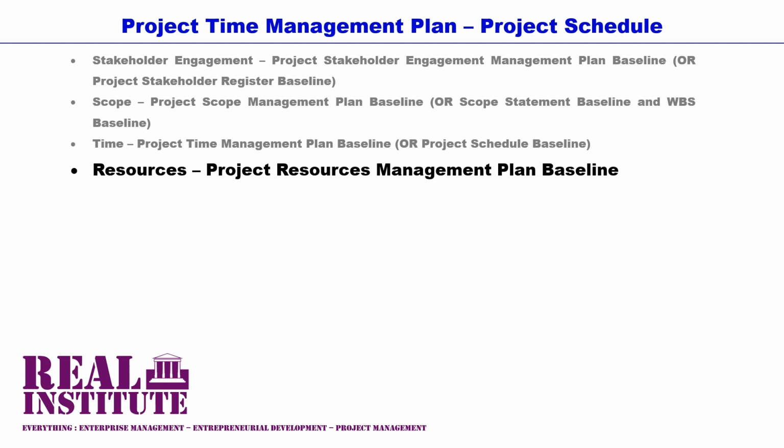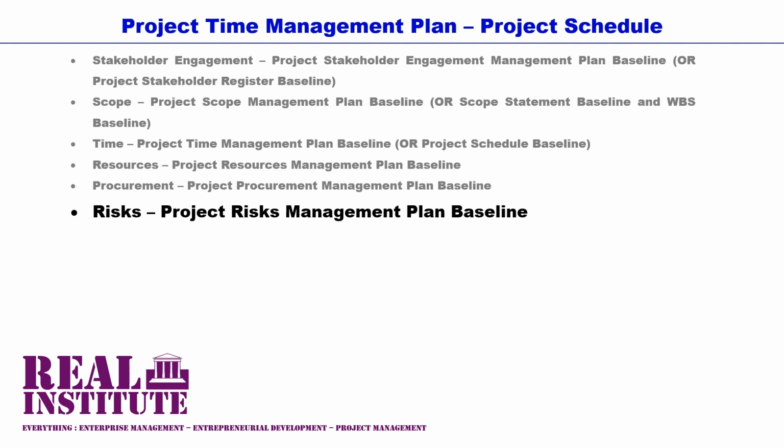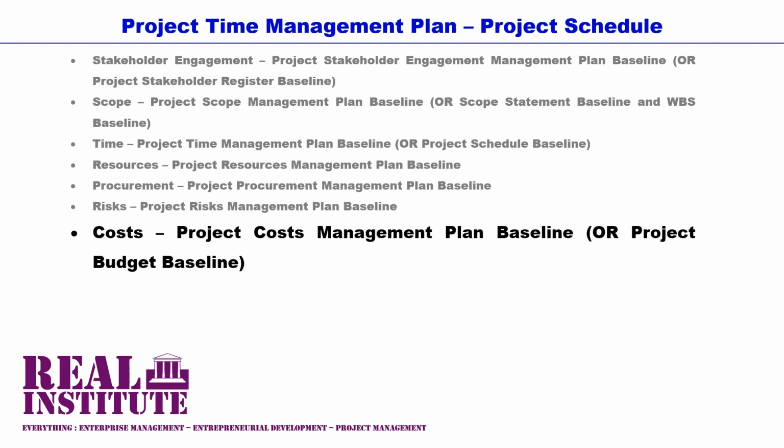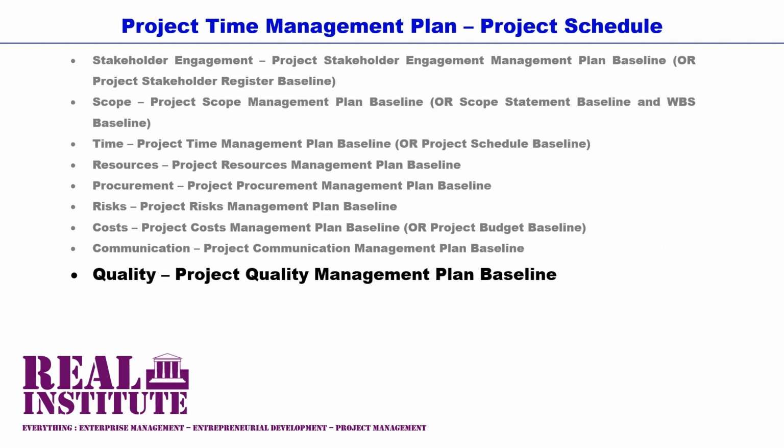Resources has its own baseline, which is the Project Resources Management Plan baseline. Procurement also has its own baseline, which is the Project Procurement Management Plan baseline. Risks also has its own baseline, which is the Project Risks Management Plan baseline. Costs has its own baseline, which is the Project Cost Management Plan baseline, also referred to as the Project Budget baseline or Project Costs baseline. Communication has its own baseline, which is the Project Communication Management Plan baseline. Quality has its own baseline, which is the Project Quality Management Plan baseline.